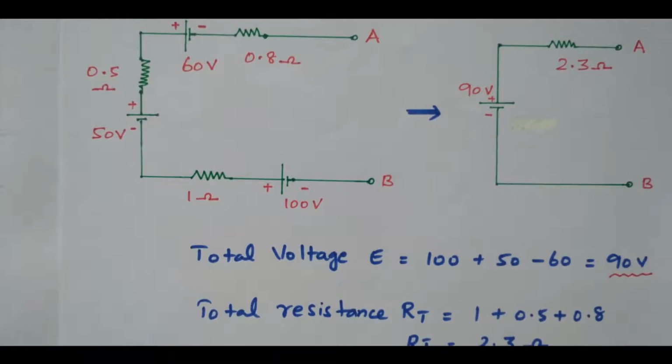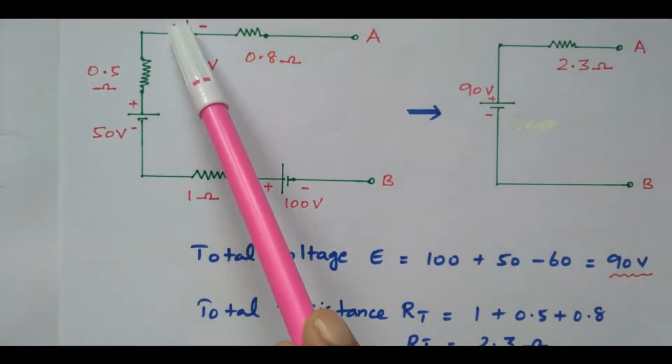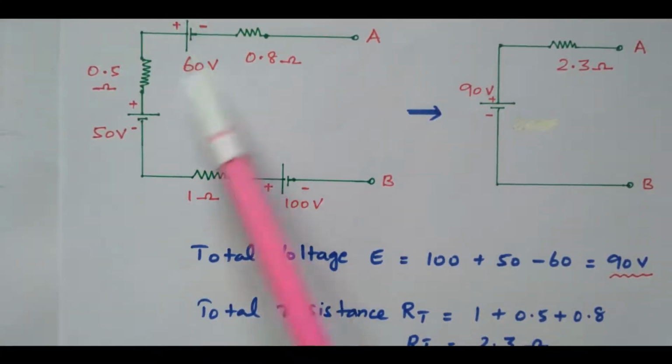So this is a problem having three voltage sources with three internal resistors that will be converted into a single voltage source and a single resistor. Right? The resistors are added as they are because they are connected in series. But while finding the total voltage, we need to see the polarity. These two have the same polarity, but here the polarity changed. So this is subtracted. These two are added together.